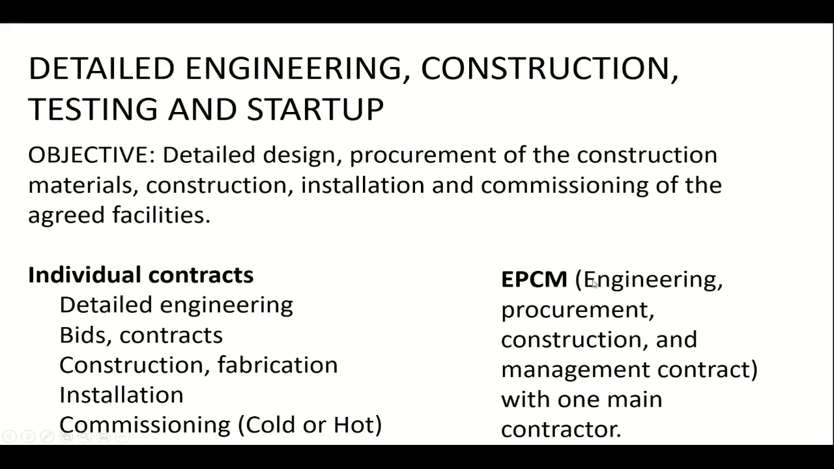These are contracts for engineering, procurement, construction, and management. There is one main contractor, and that contractor will have more control of the schedule and of the management of all the sub-activities. They might still send a lot of things to subcontractors, but they have more control over the management of the execution of the project.